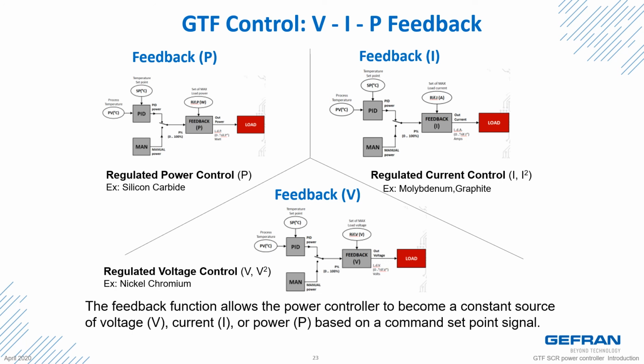Current feedback provides regulated output by current. For example, molybdenum and graphite elements might use current control. Voltage feedback regulates the output by voltage. Examples might be nickel chromium or iron chromium type elements.